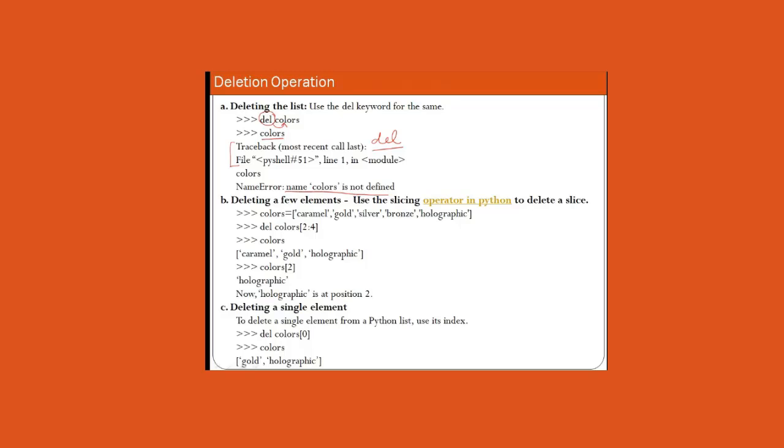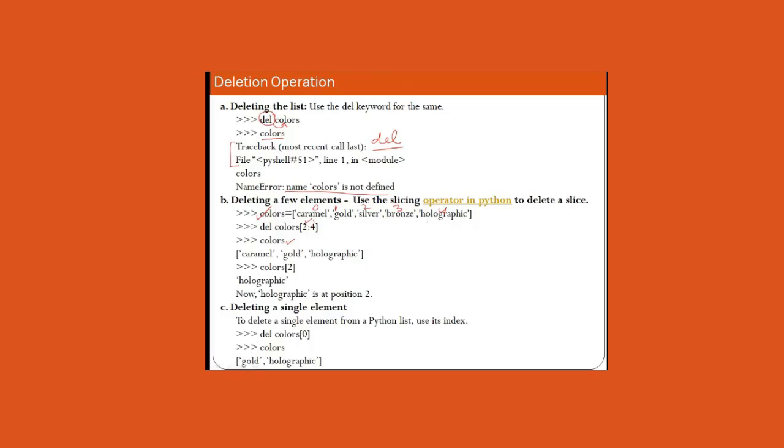Then deleting a few elements. So you can use the slicing operator in Python to delete a slice. Suppose this is the list you have, in which elements 1, 2, 3, 4, and 5 are there. And now you are deleting colors starting from 2 up to 4. Then you try to display it, so it will be left with the elements caramel, gold, and holographic. So you are deleting from 2 to 4.